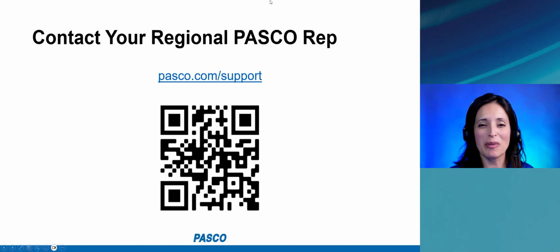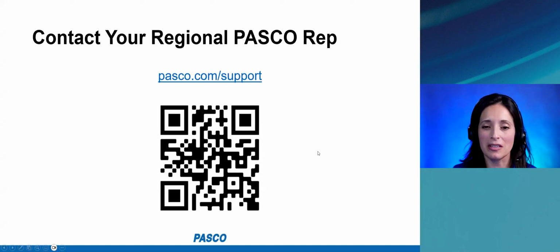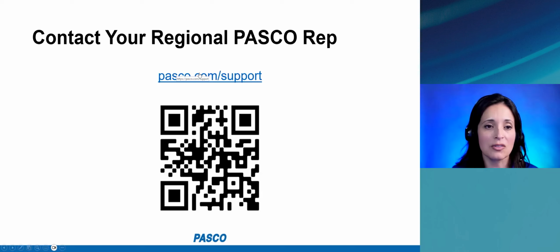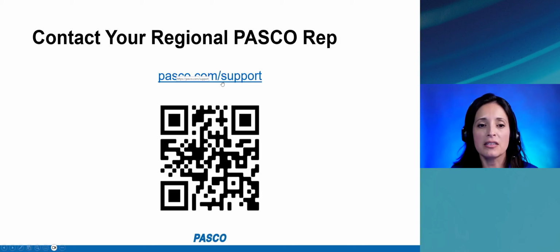You can find more information about the pH sensor and anything you saw about the Essential Chemistry curriculum at pasco.com/support. Go there. You can use your phone to scan the QR code, and it'll take you to support. It will take you to contact your regional rep, whether you're in the United States or international or any country in the world. It'll tell you who our selling partner is, and someone from PASCO or from our selling partners will help you.